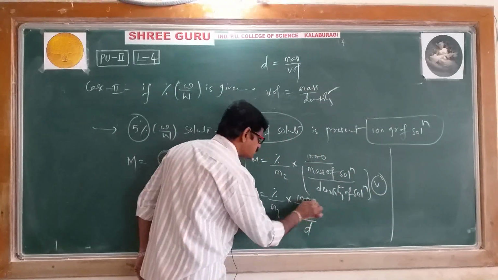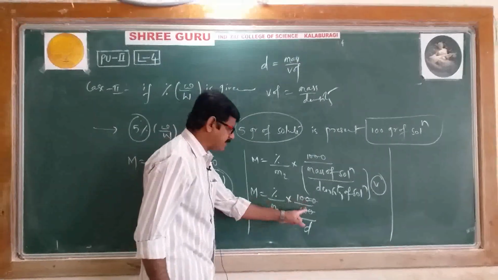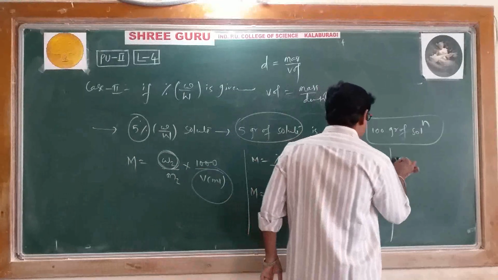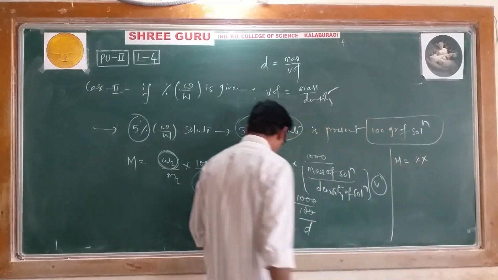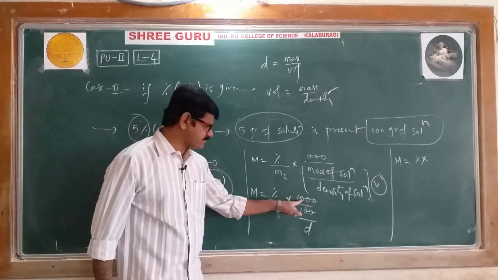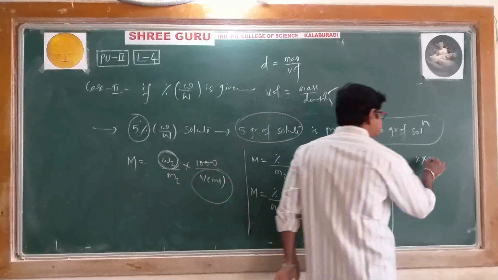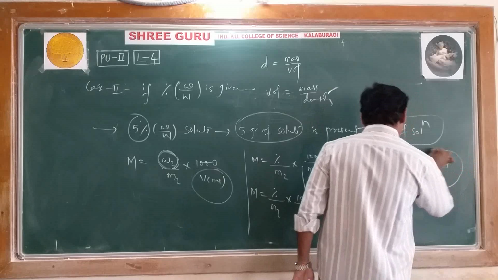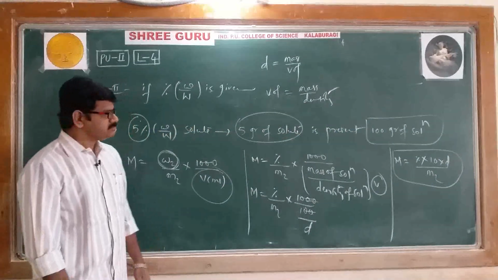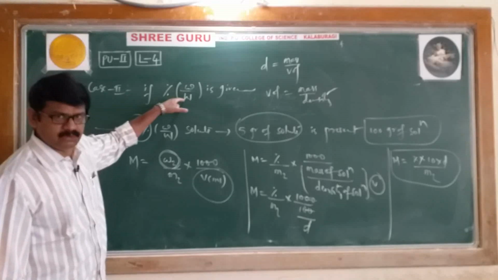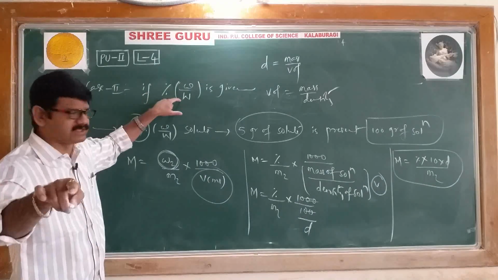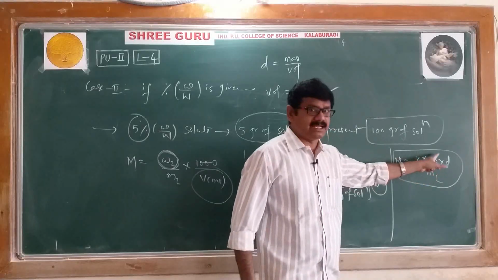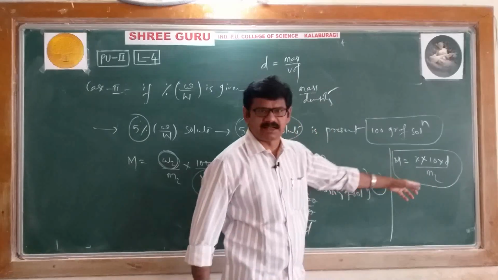Therefore, if the two zeros cancel, next we have 1 by density, so density will come in the numerator. Finally, we get molarity equals percentage into 10, only 10 is left, and the density comes here: 10 into density divided by molar mass of solute is our new formula. If percentage W by W, that is percentage by mass, is given, to find the molarity this is the formula: percentage into 10 into density divided by molar mass of solute.